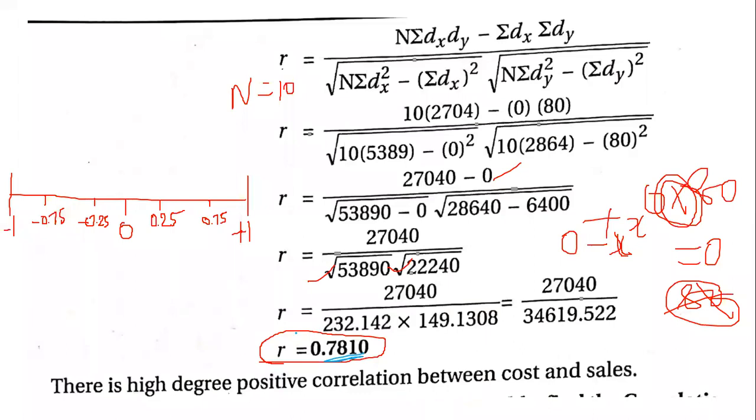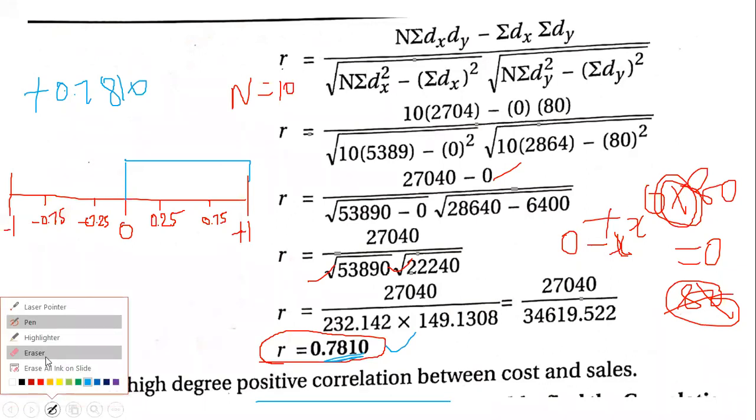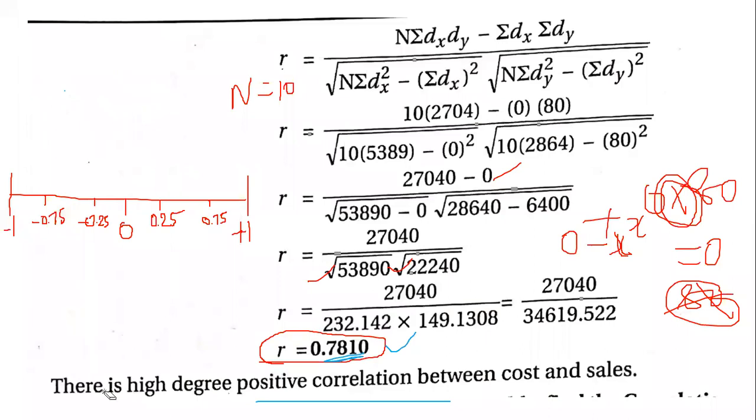Now 0.7810 is a positive number, correct? So if it is a positive number, it will lie between 0 and +1. It is a positive correlation. As soon as you see the answer as a positive number, you should be able to understand it is a positive correlation. Okay. Now, after getting positive correlation, let us go a little deeper and understand how to analyze.